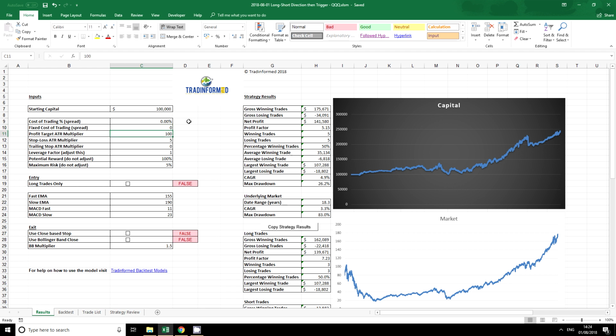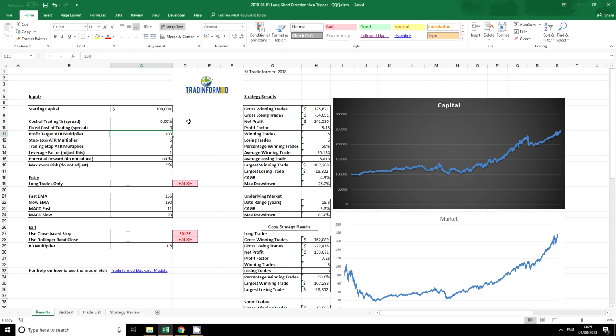Now the profit target is calculated in most Tradinformed models as a multiple of the ATR. The ATR, the average true range, is a very useful way to calculate the profit target because it not only adjusts to the price of the market, it adjusts to the recent level of volatility and the range of the market. In this case, I'm using a value of 100, which means that the profit target will be calculated when the trade is entered at 100 times the ATR.